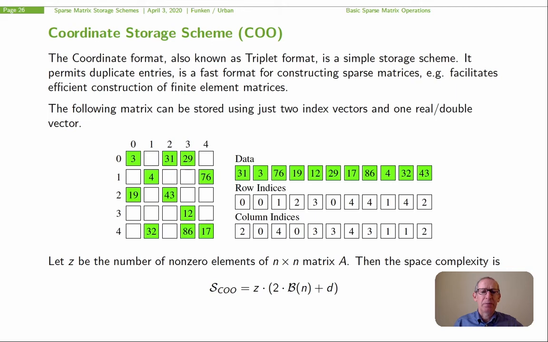So, a few comments about the space complexity. Let Z be the number of non-zero elements of our square matrix of dimension n times n. Then the space complexity is, of course, we have Z entries, and for each entry we have to store the data itself, and we have to store the indices. The row indices will be between 0 and n minus 1, so that's b of n, and that's 2 times for the row and the column index.